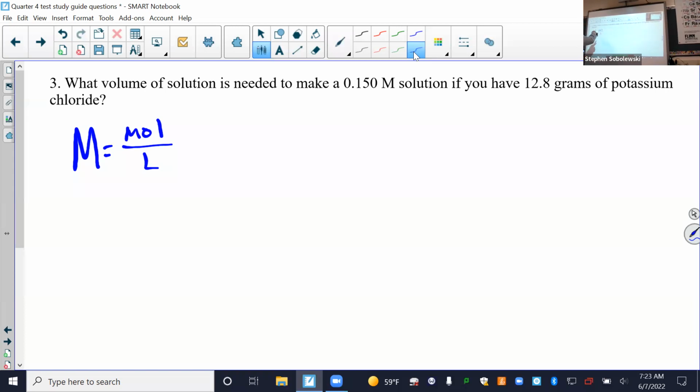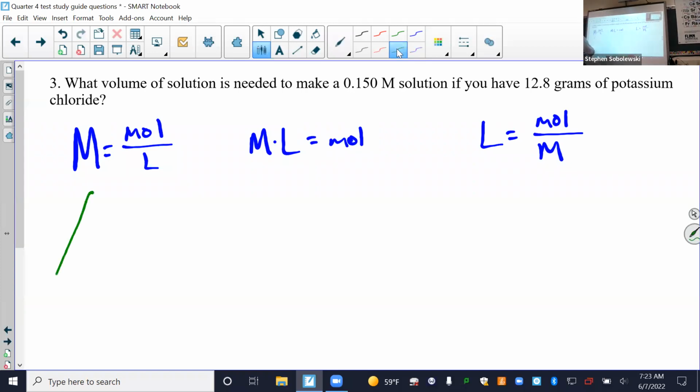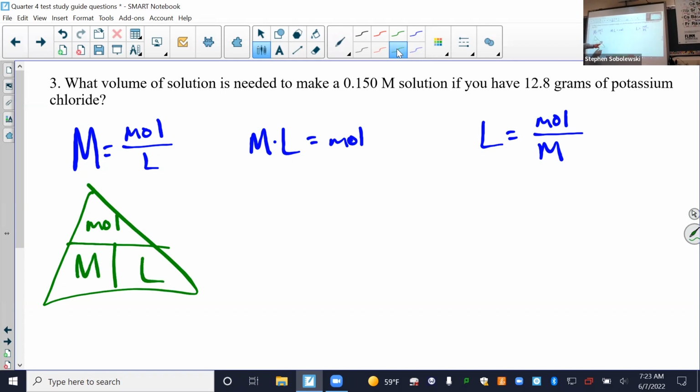So let's rearrange this to solve for liters. The first thing I would do is multiply both sides by liters to get this out of the denominator. So molarity times liters equals moles. And now I could very easily get liters equals moles over molarity. You can also use the triangle if it'll help you, where you put moles on top, and it doesn't actually matter what you put on the bottom. I tend to go molarity, moles, liters, and all you do is cover up with your finger the one you're looking for, and the formula is revealed. If you cover up the L, you can see it's moles over molarity. So liters is going to equal moles over molarity.